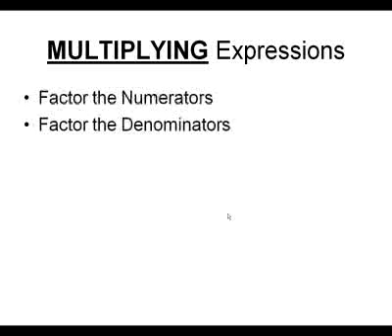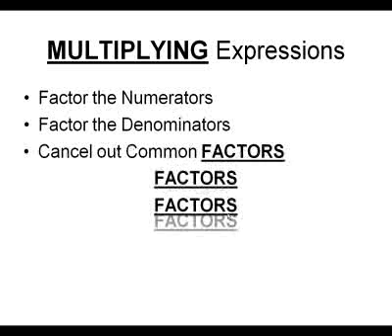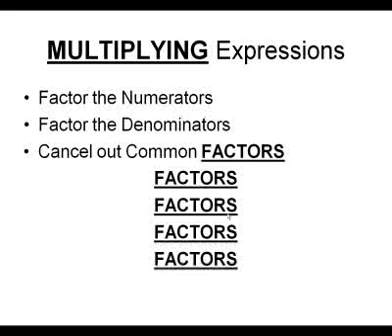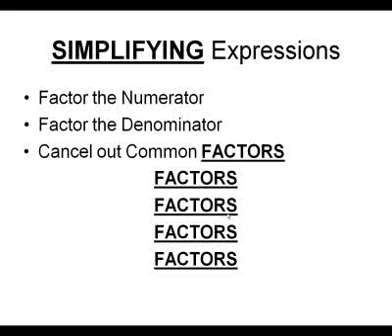When we multiply rational expressions, here's our procedure. We factor the numerators, factor the denominators, and cancel out common factors. That might look familiar to you, and it should, because just a couple slides ago we had the same thing for simplifying expressions. But notice the difference here.